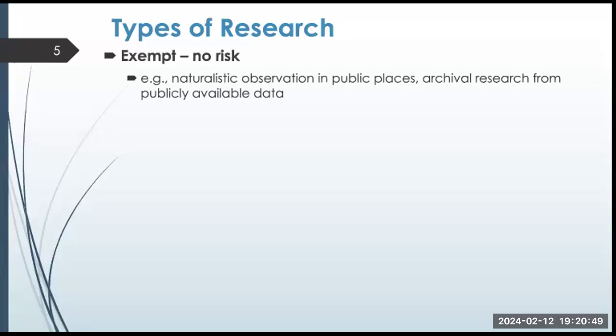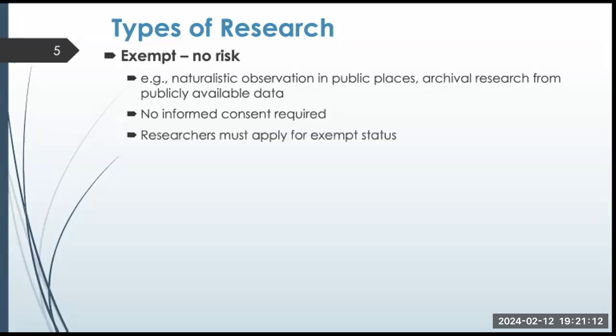Or maybe if you are conducting your research based on marriage certificates and divorce certificates, that's archival research, right? These are public documents, primary source documents. That doesn't hurt anybody. So when it's exempt, it goes very, very quickly because there's no informed consent required. And the researchers have to apply for exempt status. Once the exempt status is approved, it goes through IRB very, very quickly.